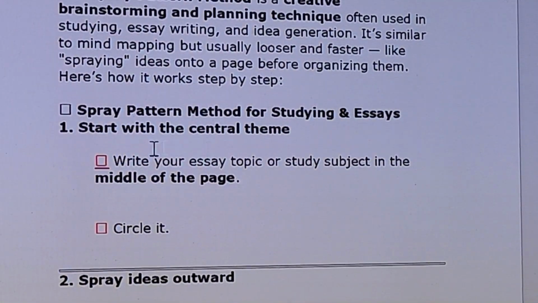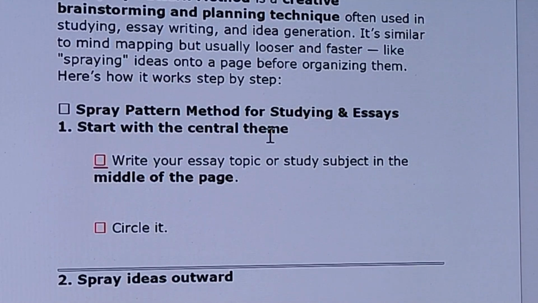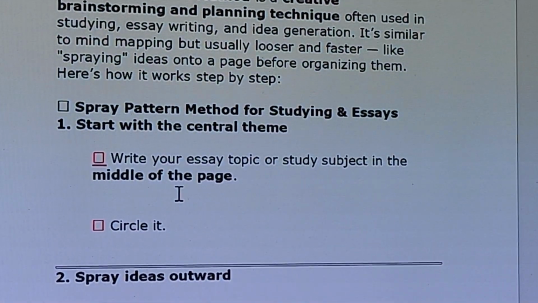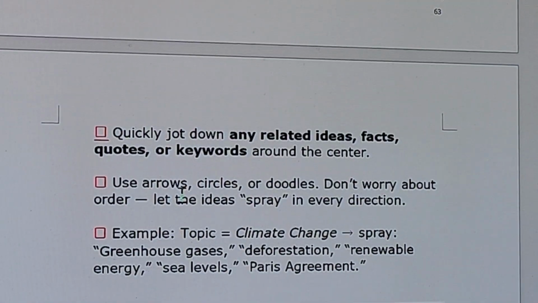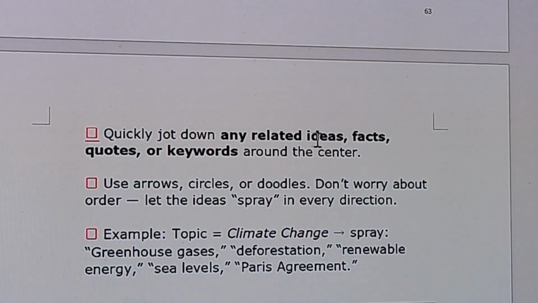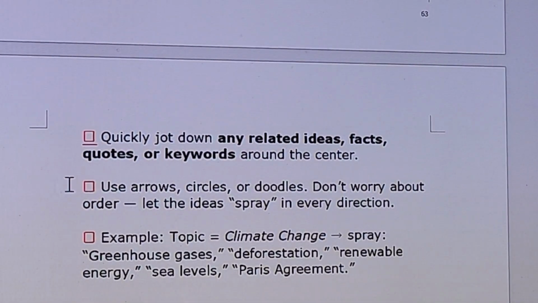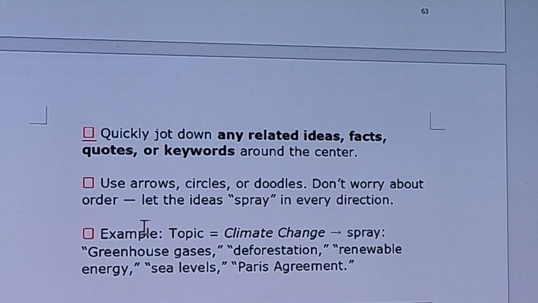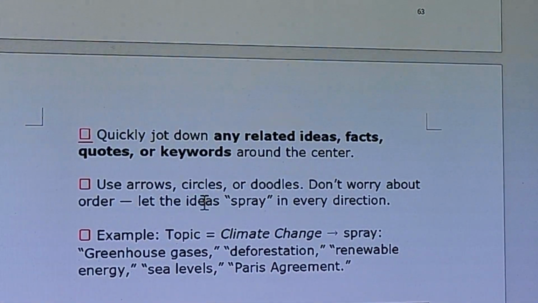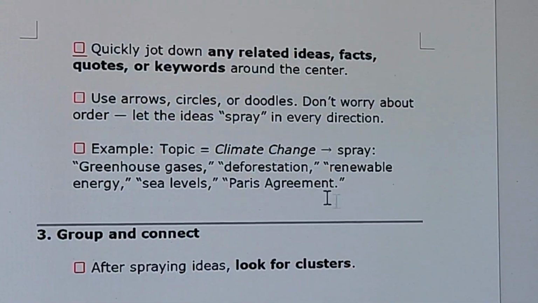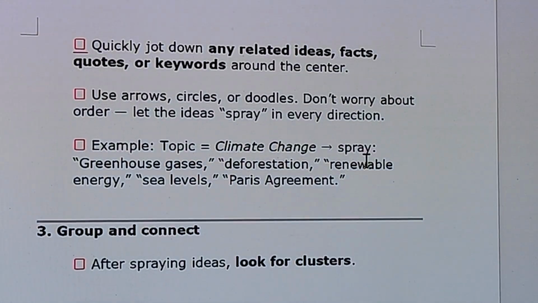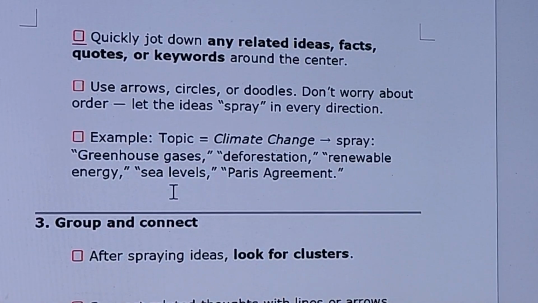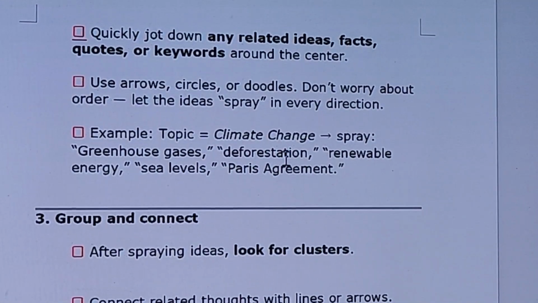So let's get through it. Spray pattern method for studying an essay. Start with a central theme. Write your essay topic or study subject in the middle of the page and circle it. Spray ideas outward in a circular fashion. Quickly jot down any related ideas, facts, quotes, or keywords around the center. Use arrows, circles, or doodles. Don't worry about order, just let the idea spray. Just throw every idea out. Afterwards, you'll sort it out. For example, if the topic is climate change, just write whatever comes into your brain. Greenhouse, deforestation, renewable energy, sea levels, Paris Agreement, plastic in the ocean, and so on, right?